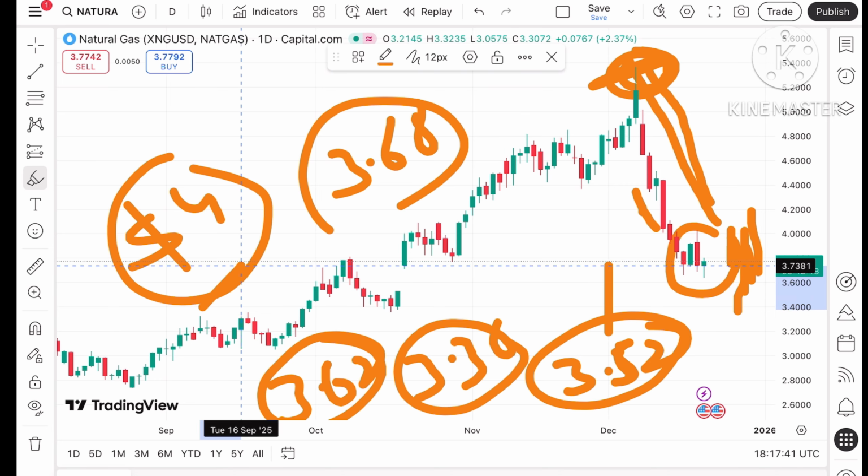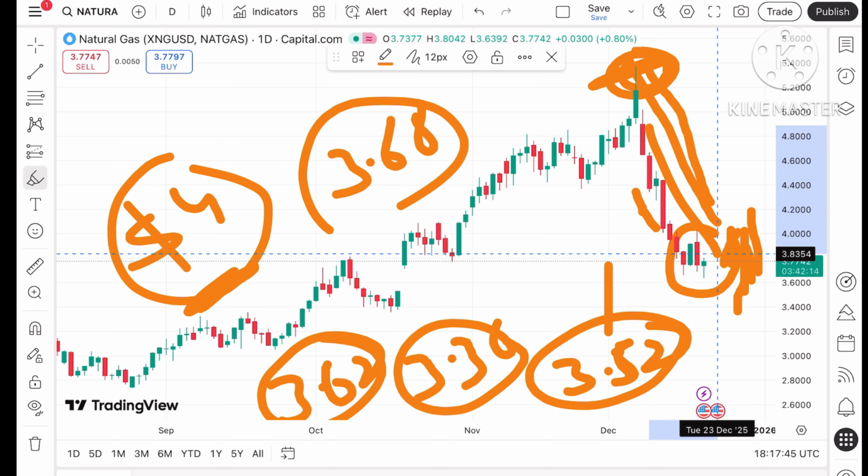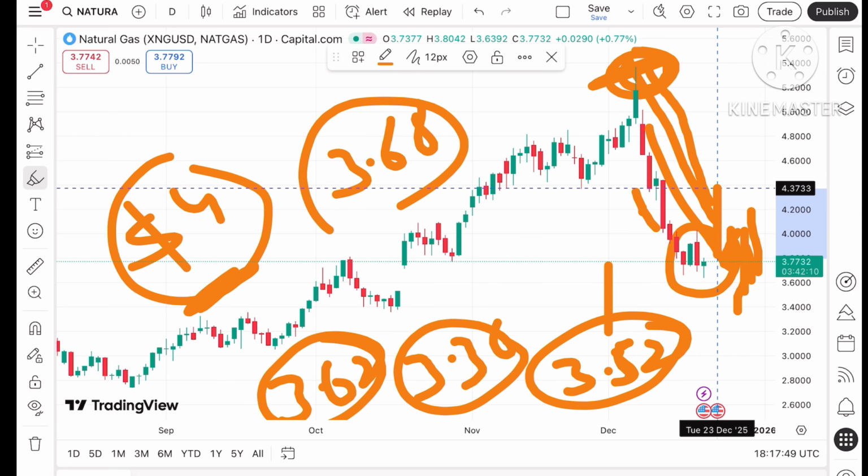But if it starts moving upside towards 4, we can see a level of 4.2. Then our zone breakout will happen, so the probability can be high. We can see it move towards 4.37 to a level of 4.46, and then a further upside can be seen.